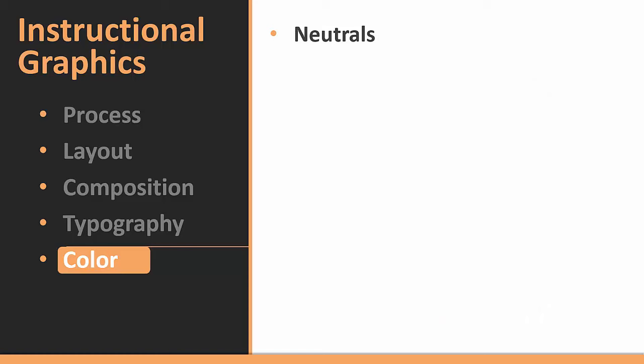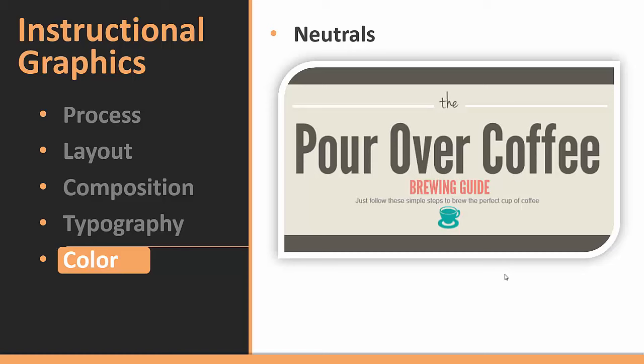Now let's talk about neutrals. Okay, we've had primary colors, we've had secondary colors. Neutrals have a very important role that they play in instructional graphics. Where we see neutrals most of the time is as background colors for text that needs to be read. White is actually a very, very powerful color, as is black. It can be tedious to read light text on black, or dark text on white.